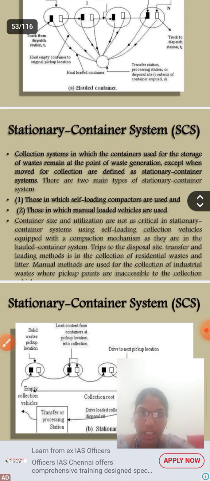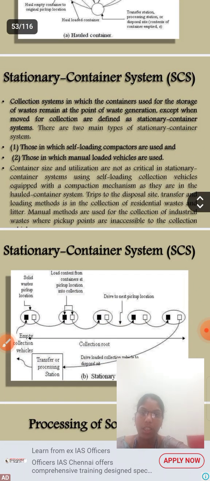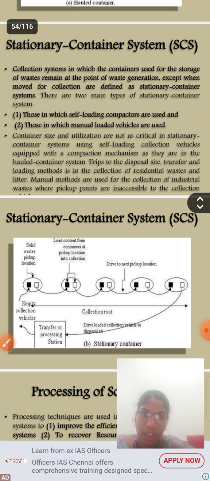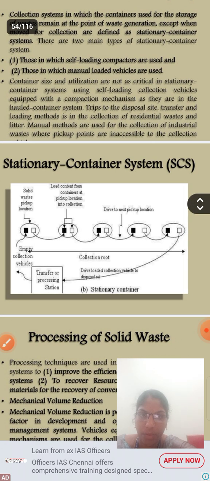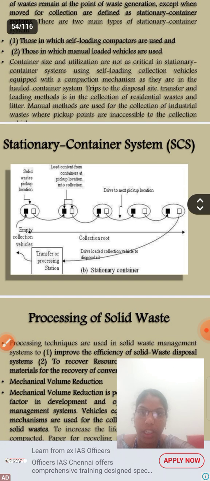Second one is the stationary container. Stationary container means self-loading containers. In that self-container collection system, the containers used to store waste remain at the point of waste generation for collection. Move to the disposal phase. Here, after filling, the container will be moved to the disposal site. After emptying the container, they again place it at its fixed point. In the stationary container, we also see compartments, the same as that, but here the container will be moving.